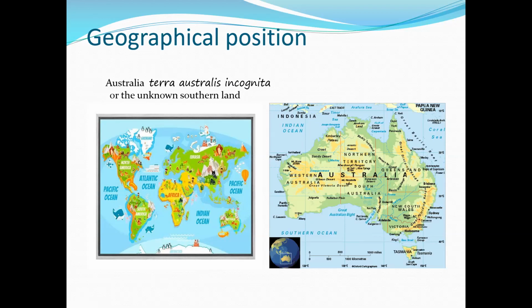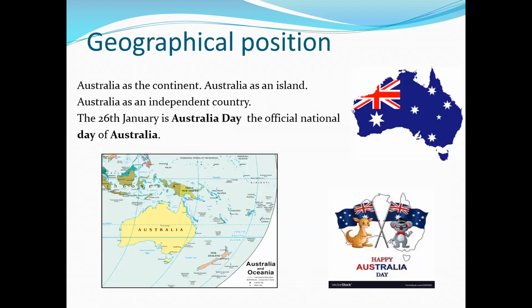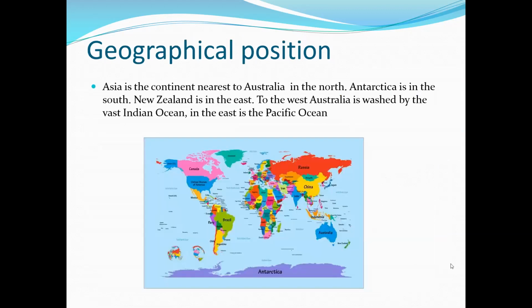Nowadays, when people speak of Australia, they can mean three things. Australia as a continent, Australia as an island, and Australia as an independent state. The 26th of January is the official National Day of Australia, which is called Australia Day. Australia is the world's largest island and its smallest continent.